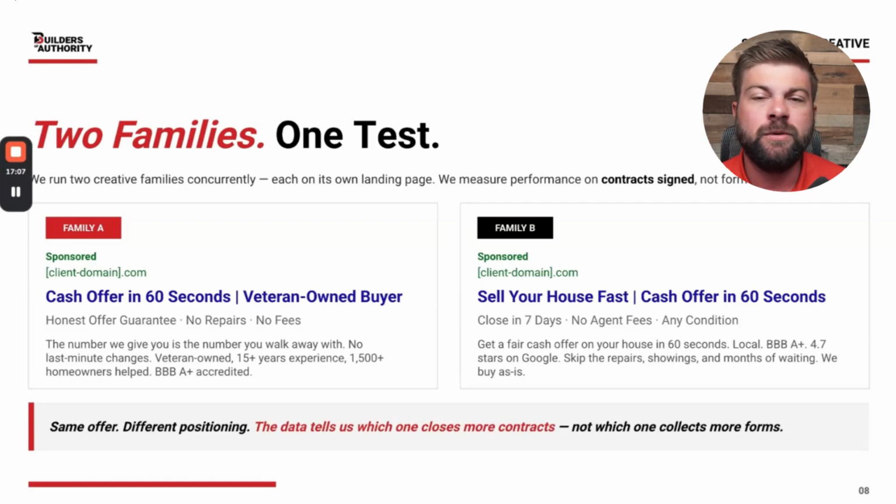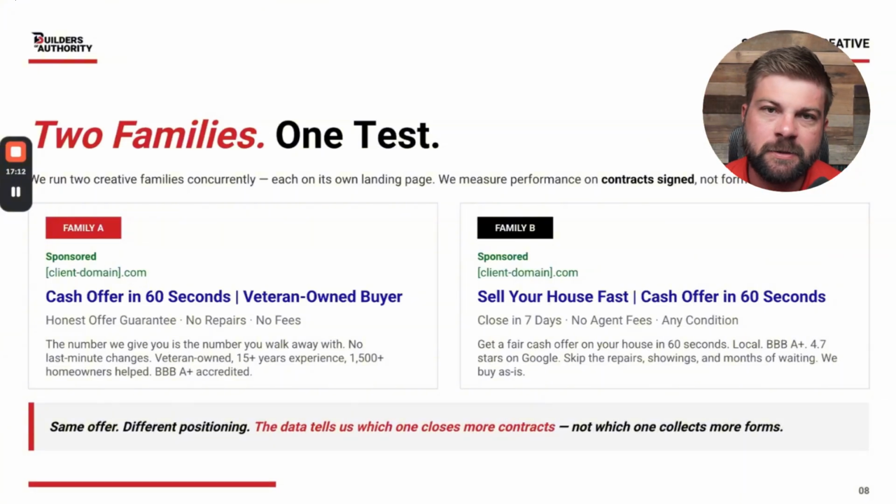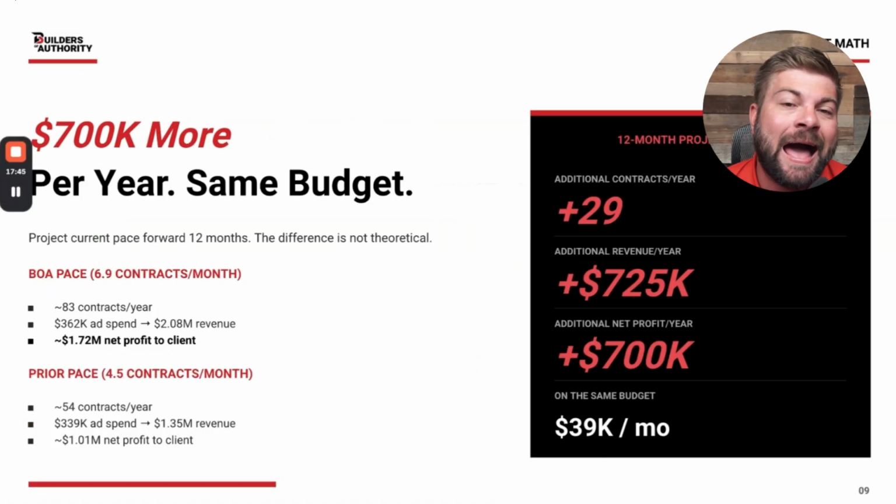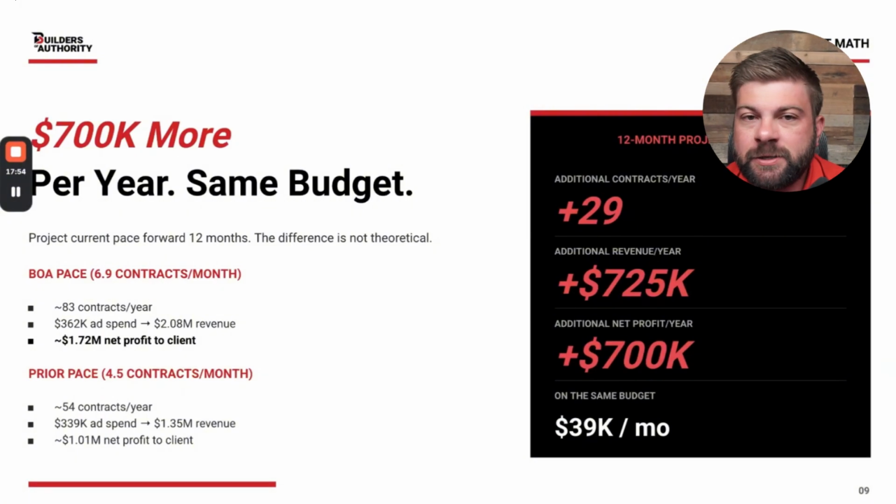Now, both go to landing pages that match the ad promise. And critically, we're measuring landing page performance on contracts, not form submissions. A page that fills more forms is not necessarily a page that produces more contracts and return on investment. And luckily, because of all this stuff, we can tell the difference. Now, let me show you the actual profit math of what is going to happen because they switched over to us, because this is the part that should matter to every business owner watching.